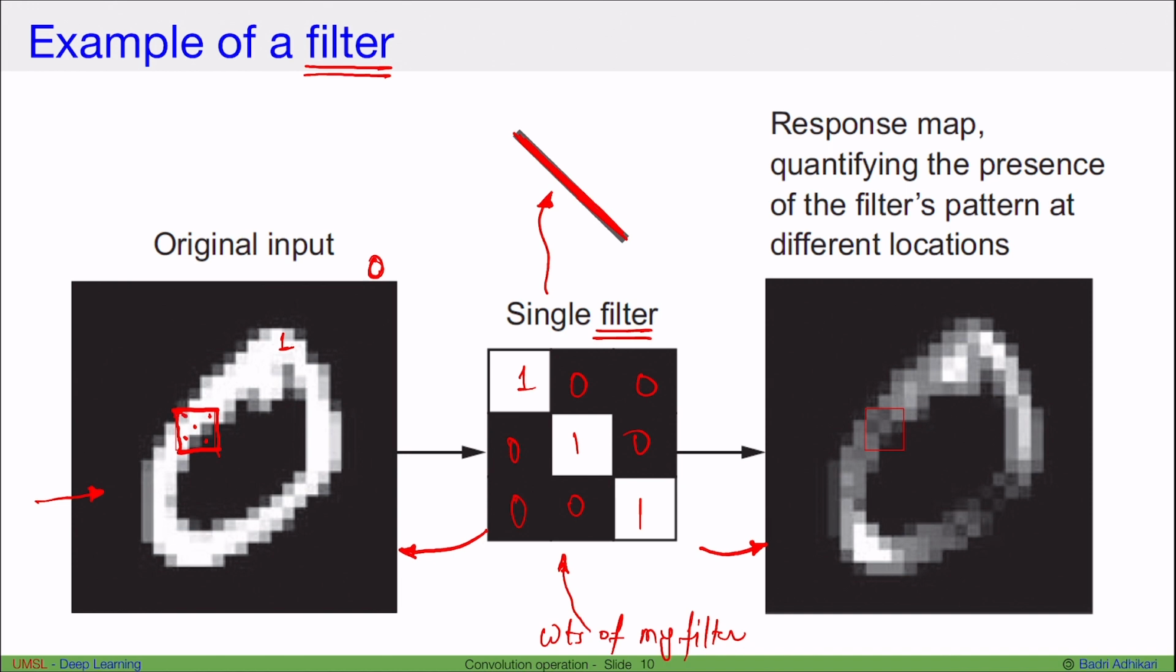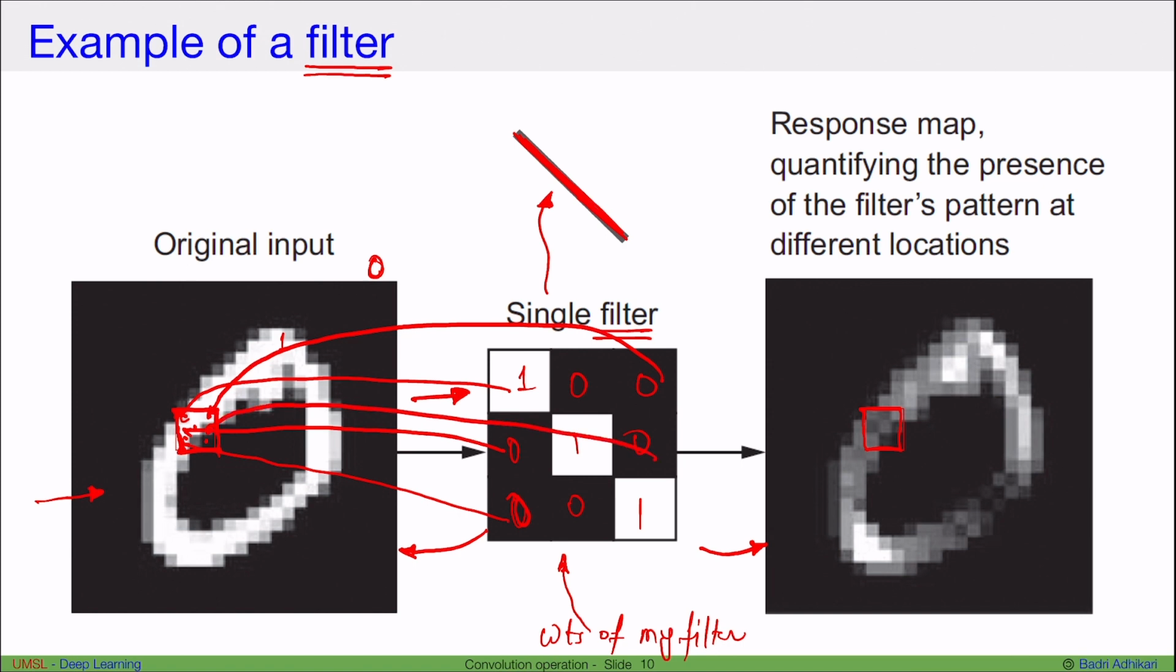So if we multiply this 3 by 3 pixel grid of input with my filter, then the output that I'm going to get looks like this. Because you will see that this 0 multiplies the very high intensity corner here, this 0 multiplies the corner here, and this one multiplies the corner here. Similarly, this 0 will multiply the 1 here, and this 0 will multiply the almost 1 or 0.5 here. So when we multiply, this is what we get. The output that we get looks like this.